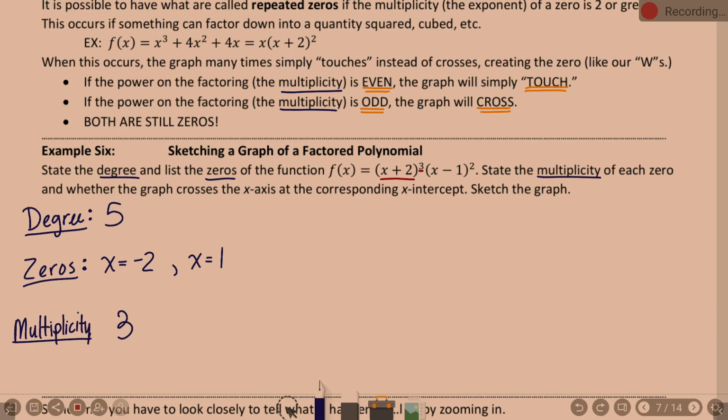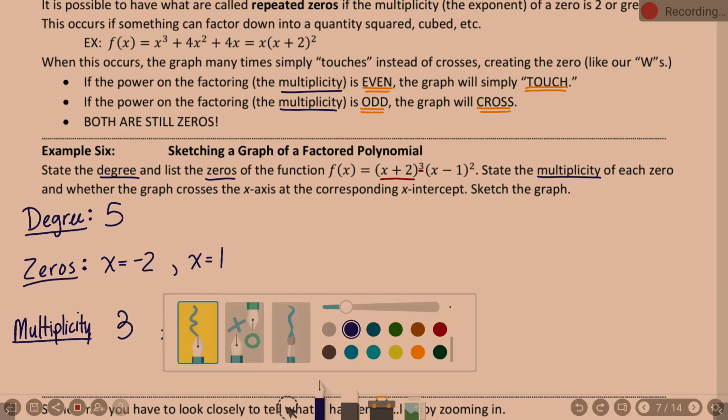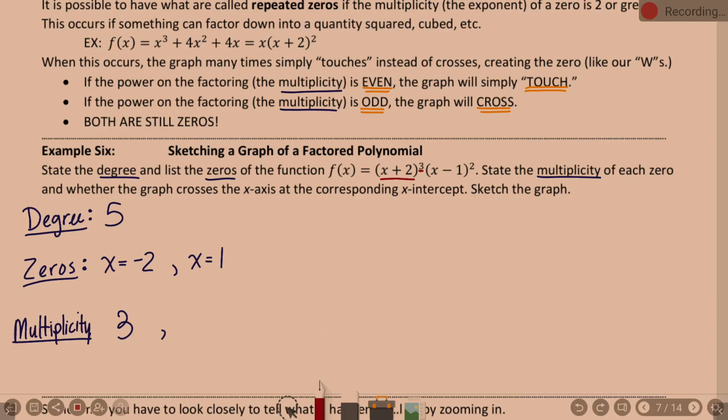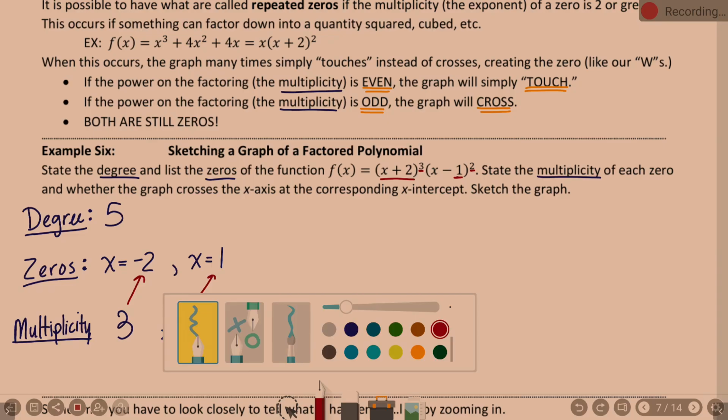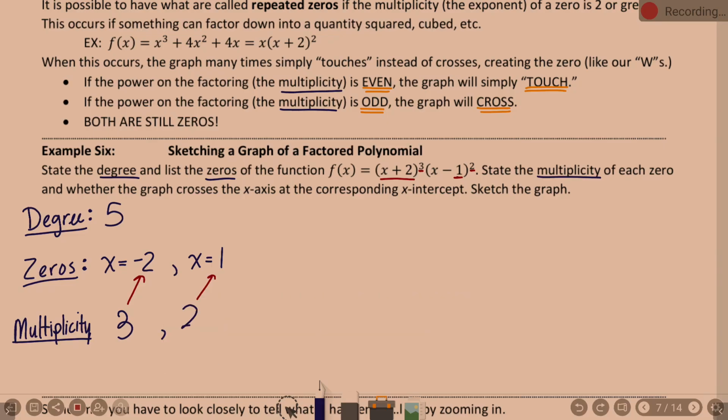Okay. And actually what I'm going to do here, multiplicity is 3 there. What about when x equals 1? What's my multiplicity? 2. Multiplicity of 2 because the power is 2. Are we stating enough obvious here? So my multiplicity for x equals -2 is 3. My multiplicity for x equals 1 is 2.